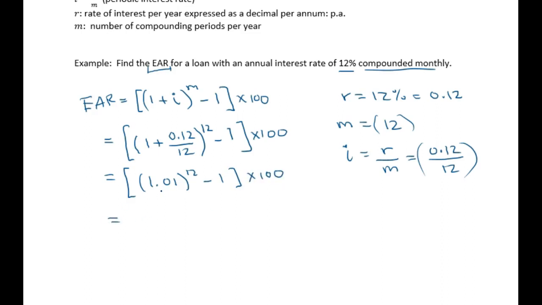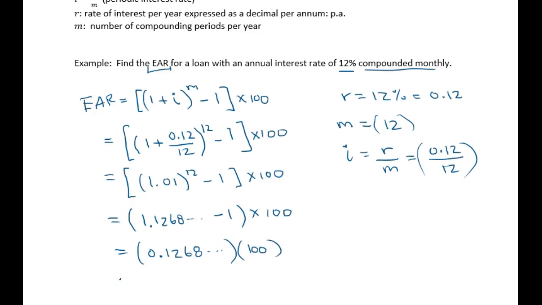Keep that in your calculator. Do the exponent on that value, and you should end up getting 1.1268, etc. Then minus 1, we're going to get 0.1268, etc., times 100. And you end up getting approximately 12.68% to 2 decimal places. So yes, it is 12%, but that's compounded monthly. So to make it comparable, we calculate the effective rate of interest, which is 12.68%.